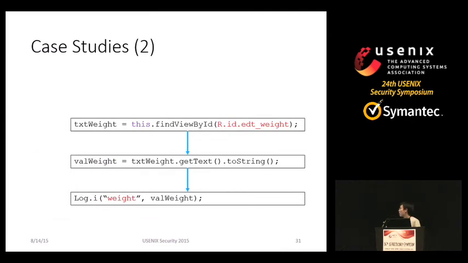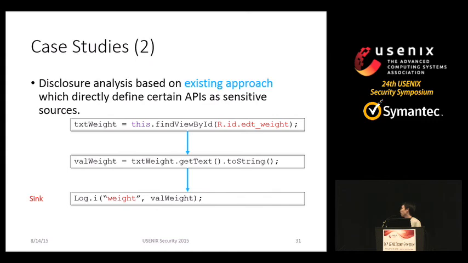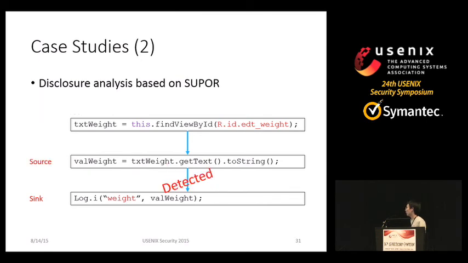In these apps, the data flows are somehow like this, but the existing approach neglects the sensitive sources of user inputs, so they cannot detect the sensitive data disclosures in these examples. But SUPOR can identify the sensitive sources in the code and thus discover these disclosures.